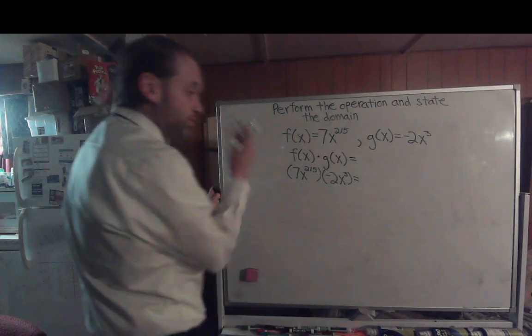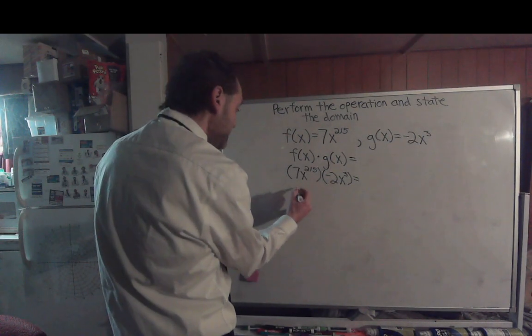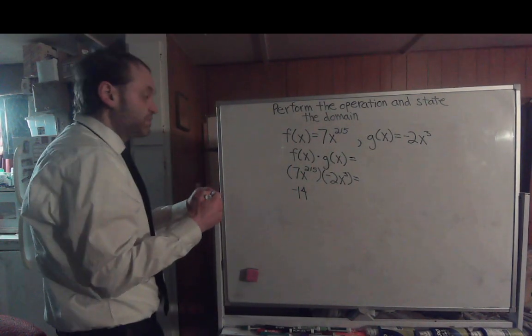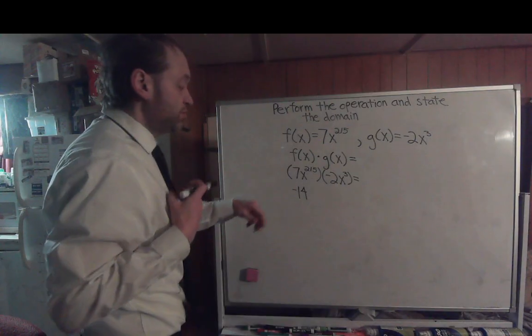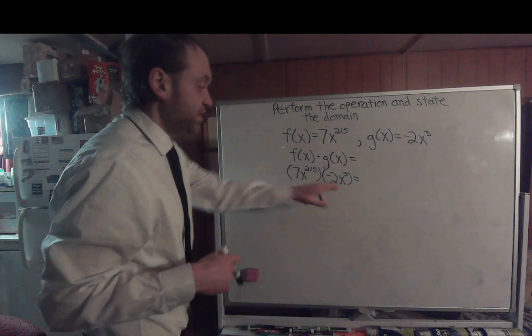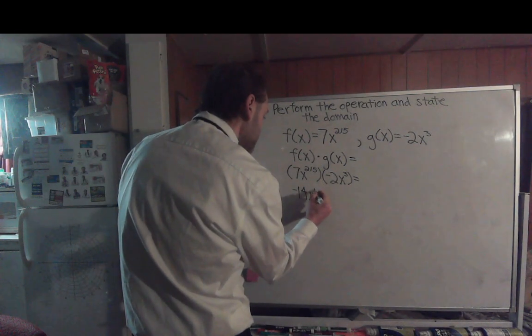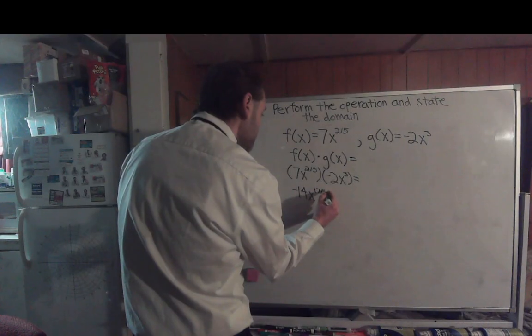Alright, so your coefficient, 7 times negative 2 is negative 14. x to the 2/5 times x to the 3rd, so that would be x to the 2/5 plus 15/5. That'd be negative 14x to the 17/5.